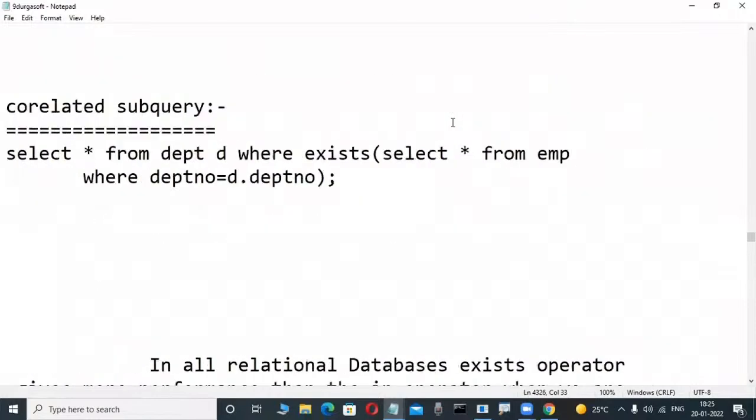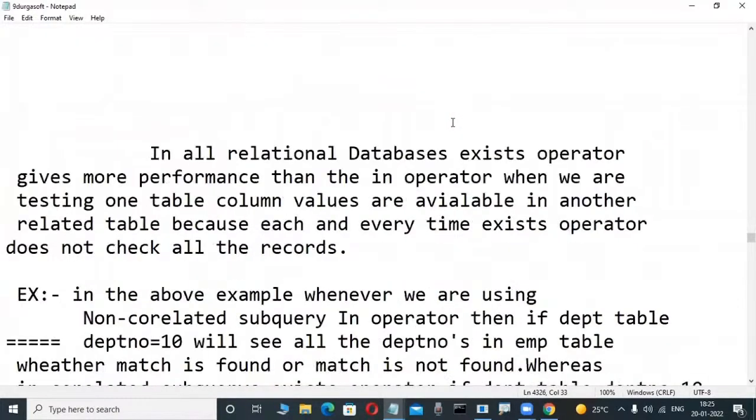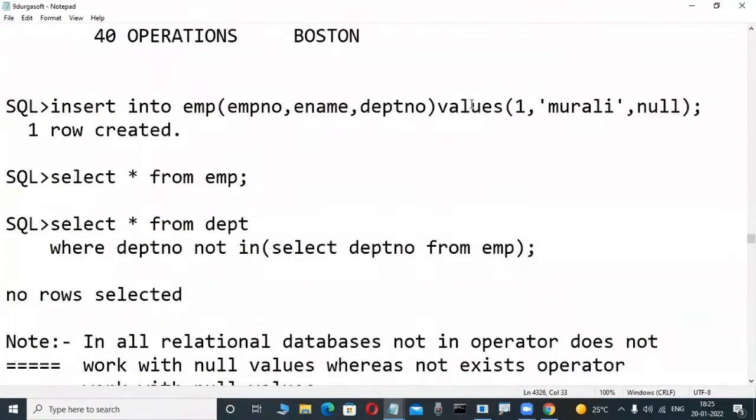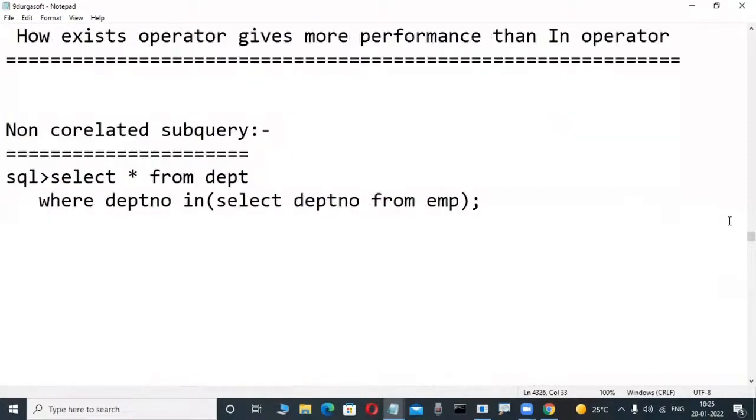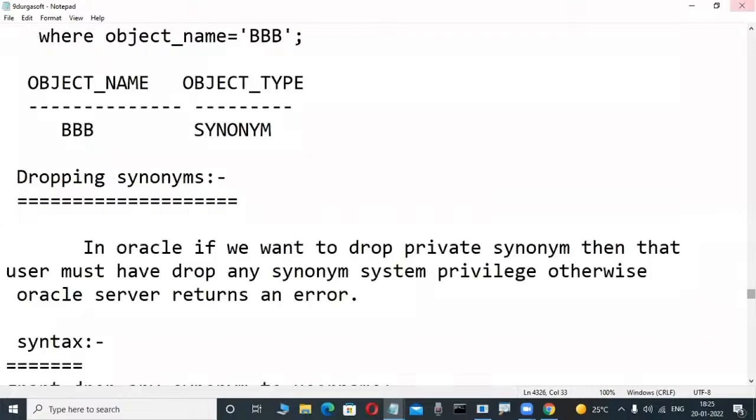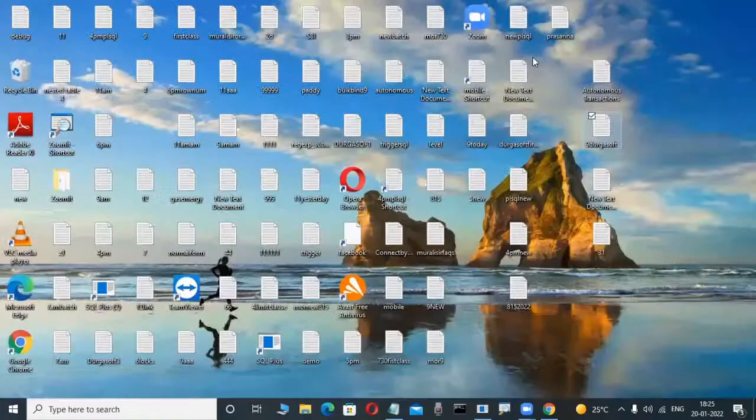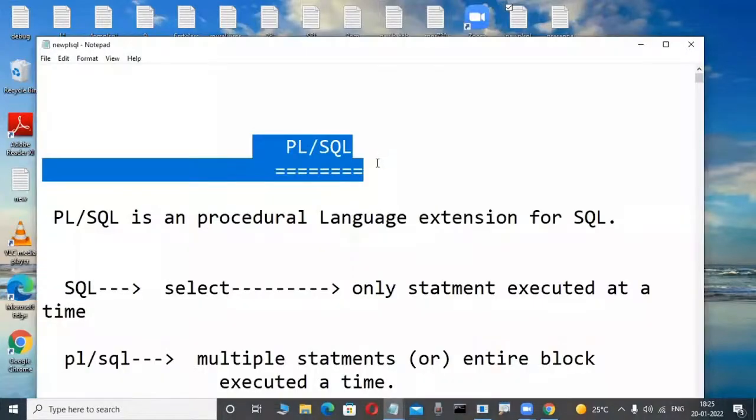Some queries are there. These are all the things we are familiar with. Don't worry. Then database objects, so many things are there, and we are learning them. These are big concepts. Again, PL/SQL means a little bit of coding is there. Don't be afraid. This is PL/SQL.